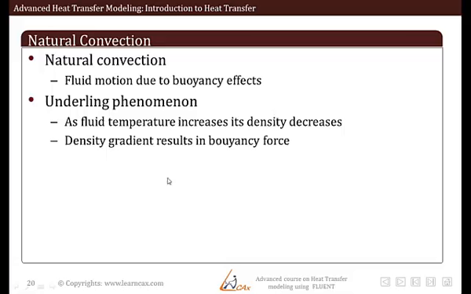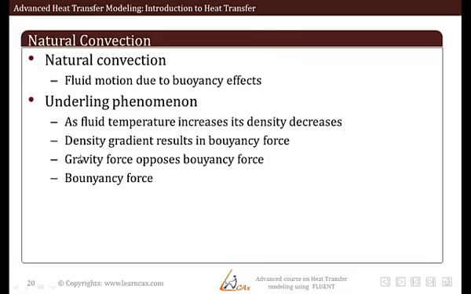Density gradient results in buoyancy force. So the hotter fluid, as its density decreases, starts to rise up. Gravity force is opposing the buoyancy force. It is trying to push the colder fluid down, and we get a net buoyancy force, which is given by the difference in density times gravity.